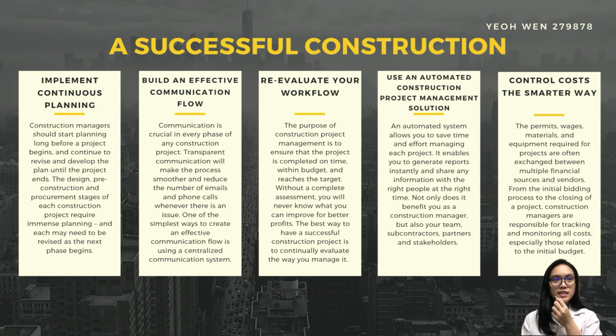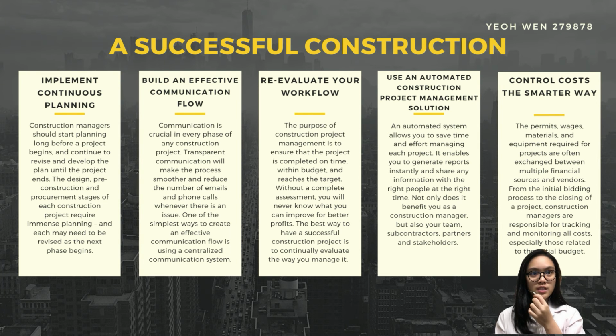The last part of this video is a successful construction. There are 5 main points to make a successful construction. The first is implement continuous planning. Construction managers should start planning long before a project begins and continue to revise and develop the plan until the project ends. The design, pre-construction, and procurement stages of each construction project require immense planning, and each may need to be revised as the next phase begins.